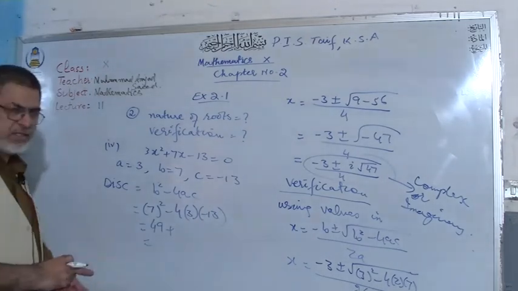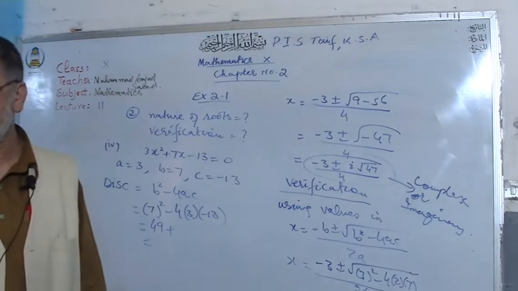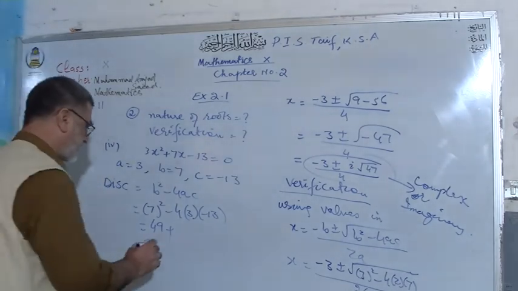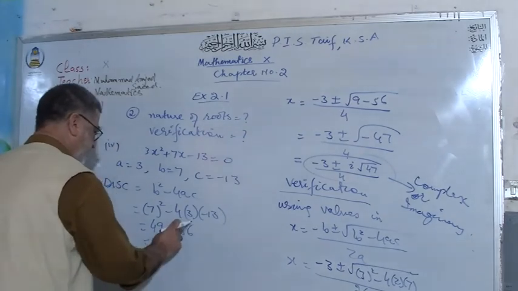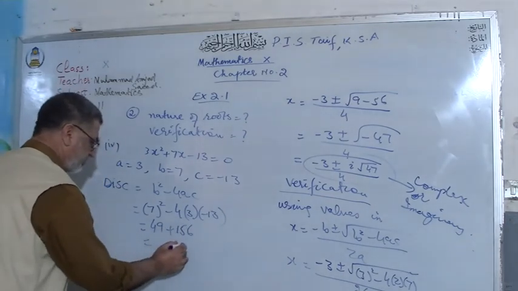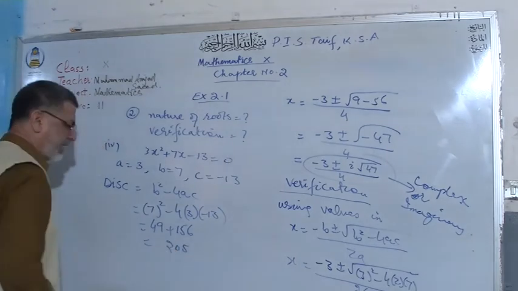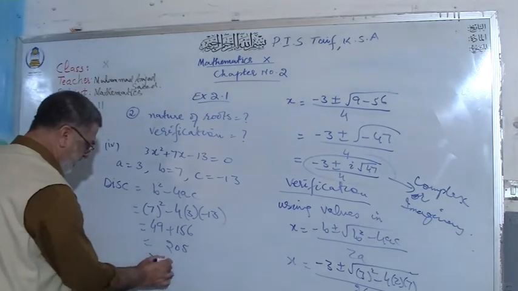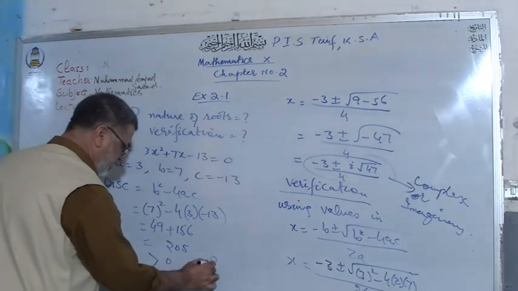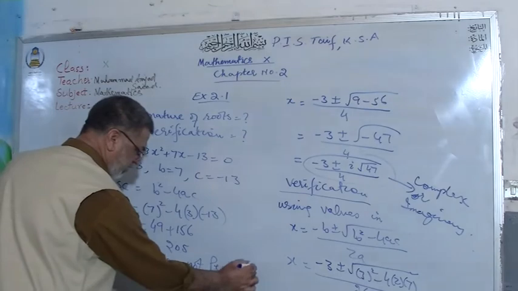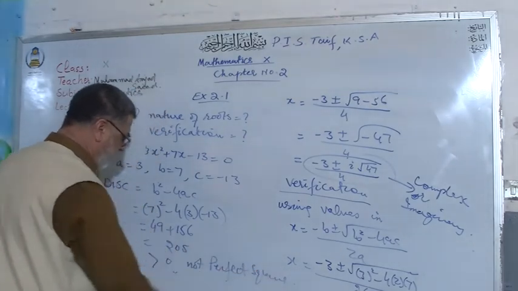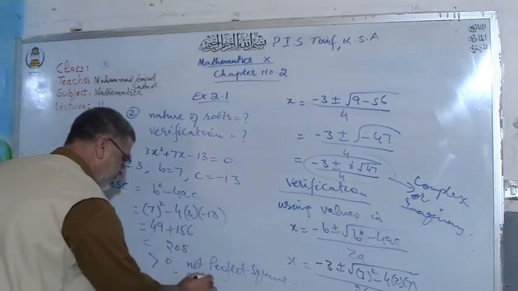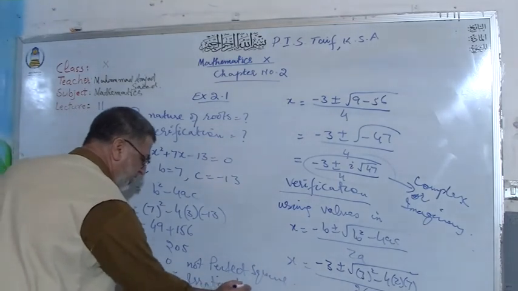49 plus 12 into 13, that will be 156. Here is 205. You can check, this is 205. And it is greater than 0 and not a perfect square. What do you suggest? Definitely the roots are irrational.